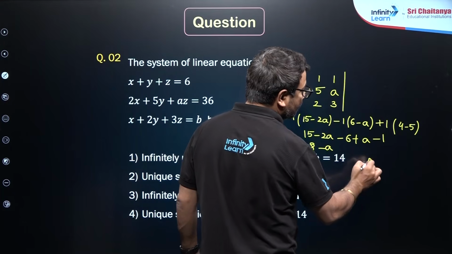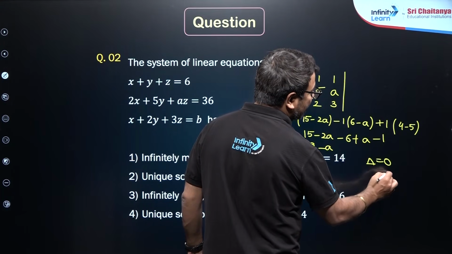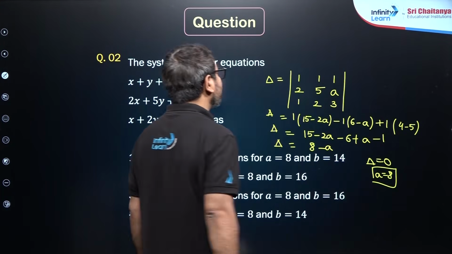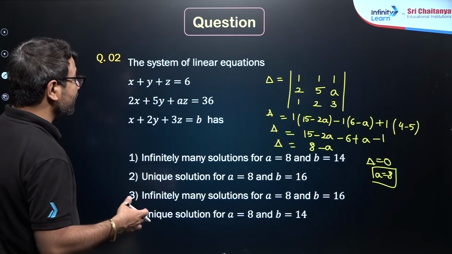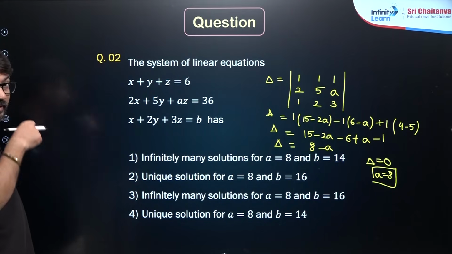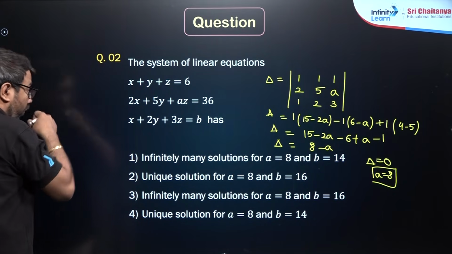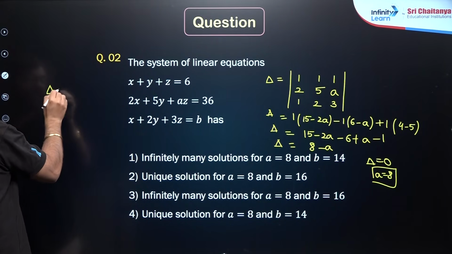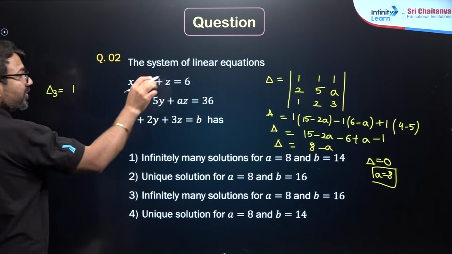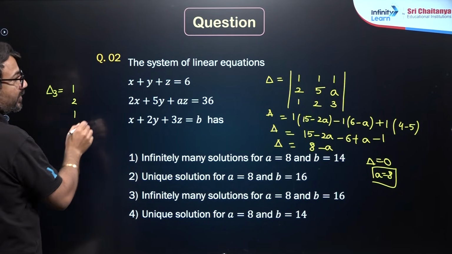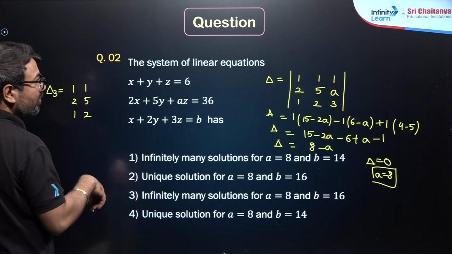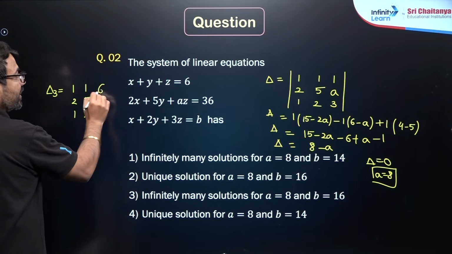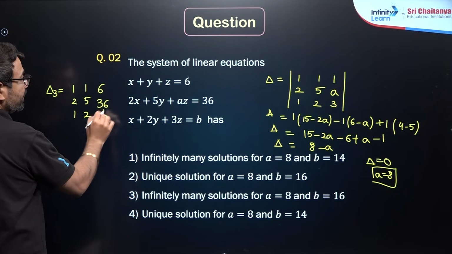Now, if you make delta 0, you will have a value 8. Similarly, my dear students, if you keep the value 8 and substitute, you want to have the value of delta 1 or delta 3. So the first two columns, 1 2 1 and then 1 5 2, will remain the same, and instead of the last column 1 a 3, you can replace that with 6, 36 and then b.